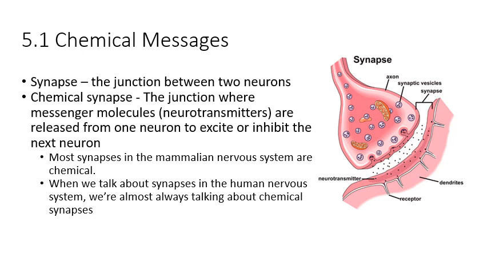A chemical synapse is this junction where messenger molecules or neurotransmitters are released from one neuron and they excite or inhibit the next neuron. Most synapses in the mammalian nervous system are chemical, and when we talk about synapses in general in the human nervous system, we're almost always talking about chemical synapses.